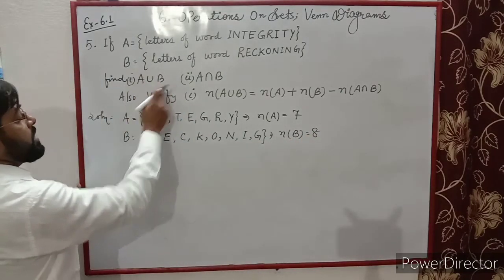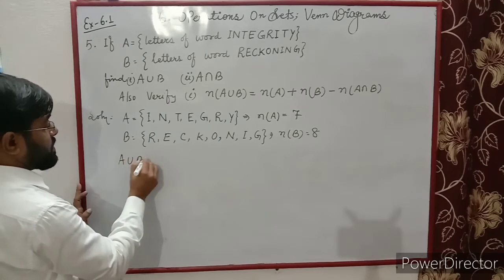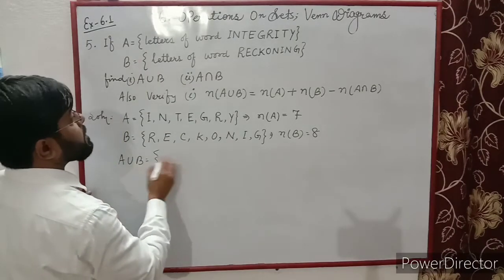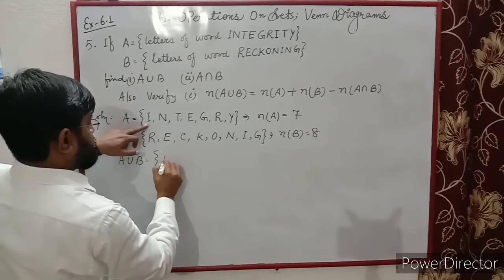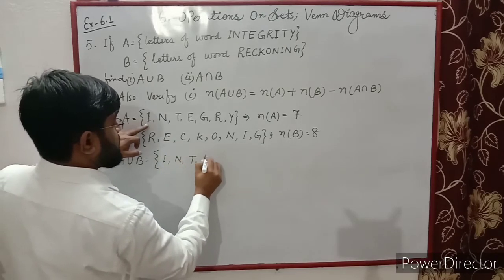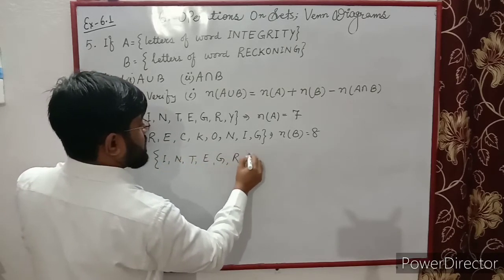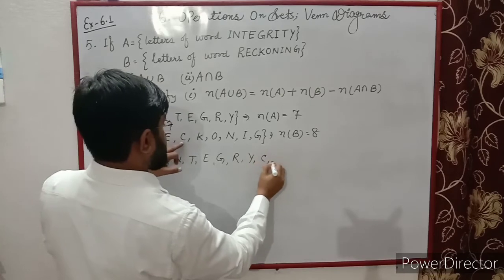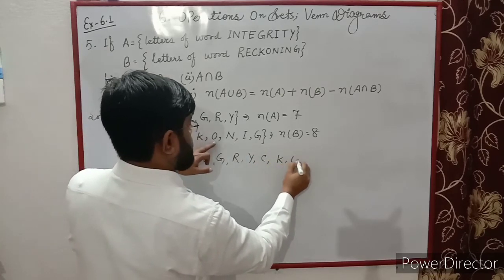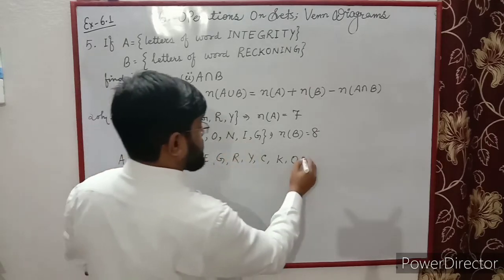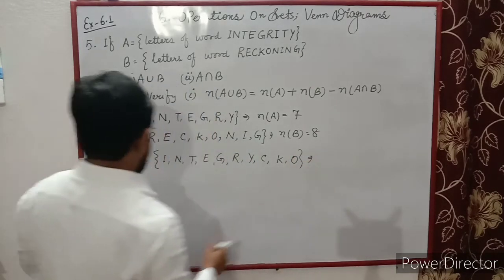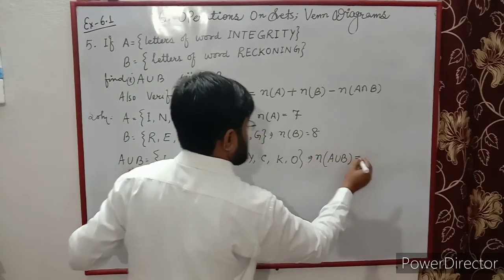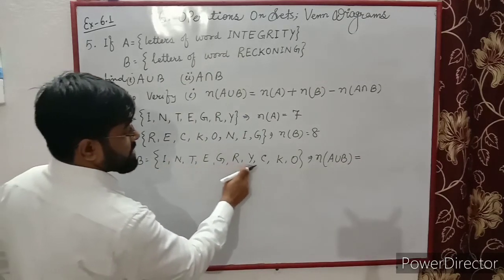Now first we have to find A union B. Write all elements which belong to set A and or set B. So I, N, T, E, G, R, Y, R already written, E already written, C, K, O, N already written, I and G already written. So the cardinal number of A union B is equal to 1, 2, 3, 4, 5, 6, 7, 8, 9, 10.